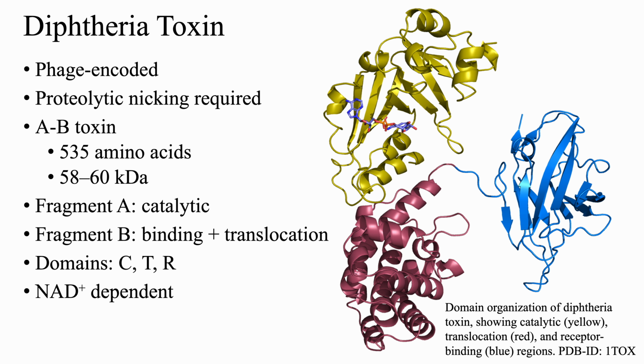Diphtheria toxin is a phage-encoded AB exotoxin. So it's produced as a single-chain polypeptide of about 535 amino acids, having a molecular weight around 58 to 60 kilodaltons. And so even though the toxin begins as a polypeptide, it has different functional regions.